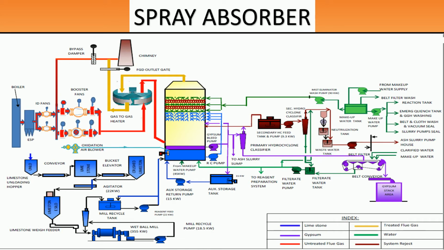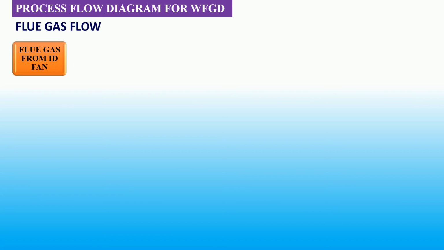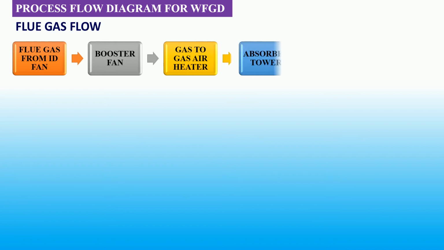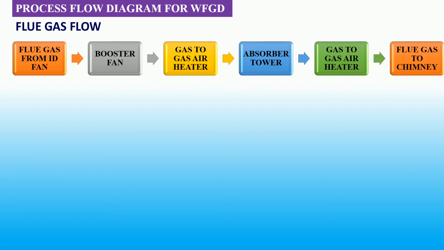This is the complete layout of the spray tower absorber system of a thermal power plant which is under commissioning of FGD system. This is the complete process flow diagram of spray tower FGD which was shown in the last slide. Flue gas flow: flue gas from ID fan, next to booster fan, next to gas air heater, next absorber tower, next again gas air heater, and next flue gas to chimney.